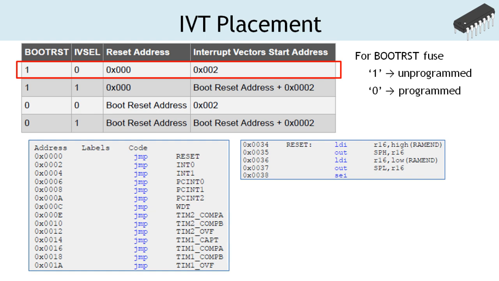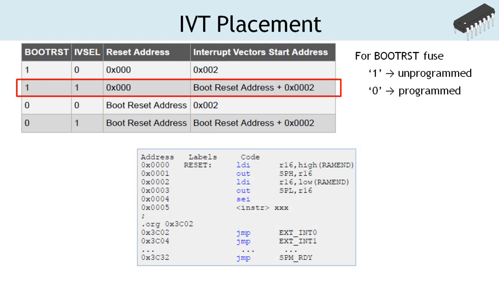When the boot reset fuse is set to logic 1 and interrupt vector select bit to logic 0, the reset vector is placed at address 0 and the interrupt vector table for the rest of the interrupts starts from the address 02. Please note the address referred here is word address values. So effectively the interrupt vector table starts from the address 04. The interrupt service routine can be placed at any address location.